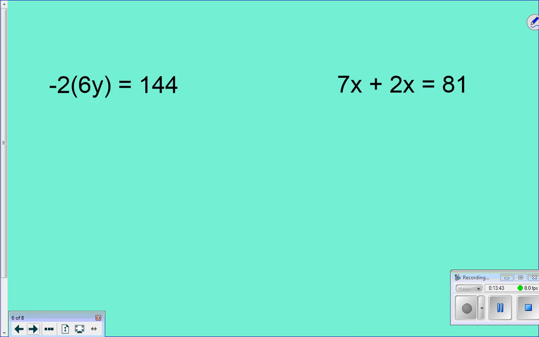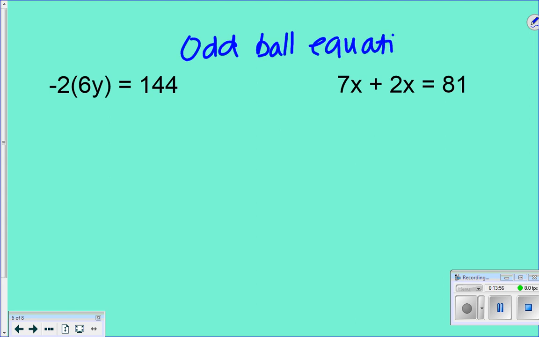Okay, I have one more thing I need to show you. And if you want to label it in your notebook, you can call them oddball equations, because they're odd. Oddball equations, because there's some we don't see often. Okay? So for example, I have this up here.